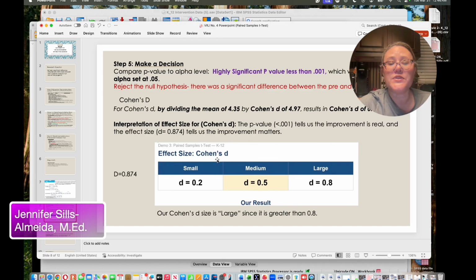Well, we know that there are three different things for Cohen's d: a small effect, a medium effect, and a large effect. Well, our number of 0.874 is a large effect. It's even over 0.8. So we know that the Cohen's d size is large since it is greater than 0.8.